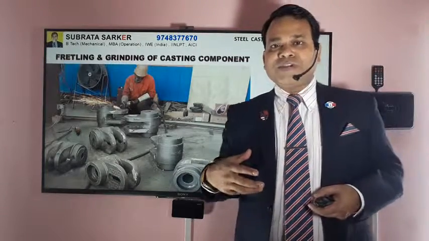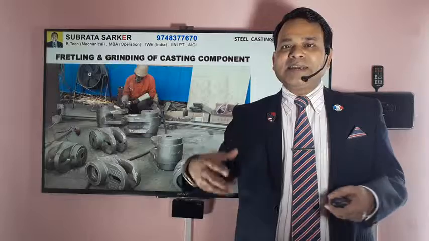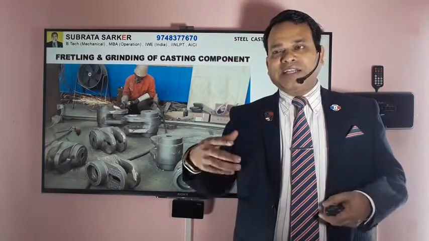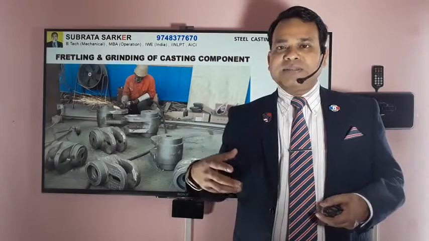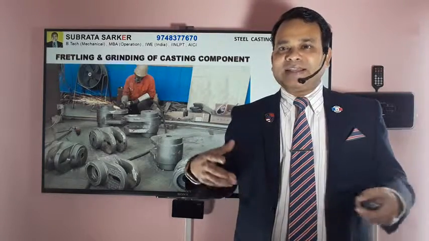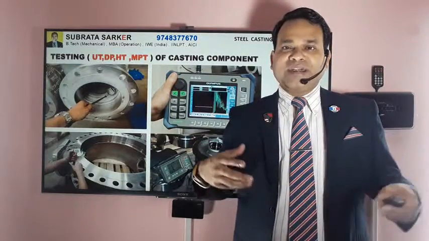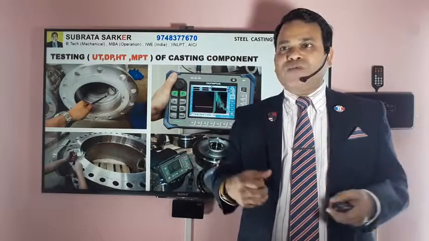So these are the four basic testing processes of the casting, the non-destructive testing processes. And other than that, there are tests to check whether the metallurgical composition is achieved by this casting. For that there are chemical analysis processes like spectrography analysis, by which you can get the desired quality of the casting.